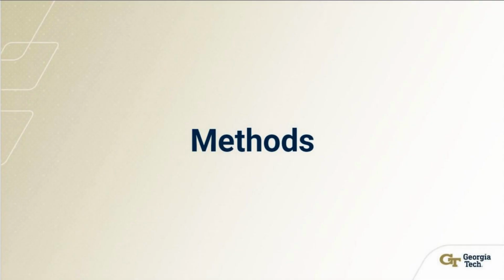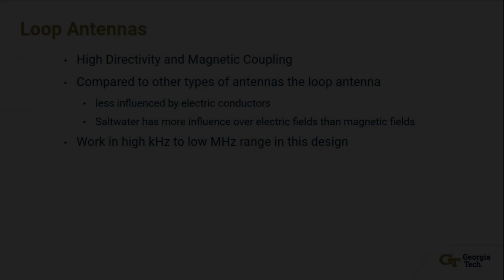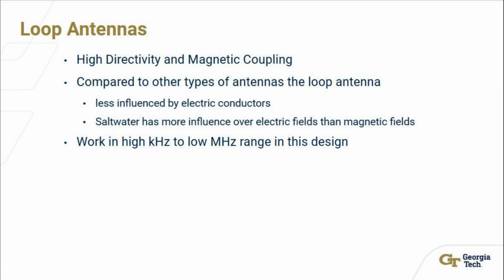Now we will introduce our method in simulating antennas under seawater. First, we decided to select loop antenna among all types of antennas. We picked it due to its high directivities and magnetic coupling feature. Salt water affects the electric field more than the magnetic field due to its high conductivity. The loop antenna is dominantly magnetic near field. As a result, it will perform better in seawater than any other antenna when picking up signals. Small loop antenna responds more to the magnetic field than a large loop antenna does.